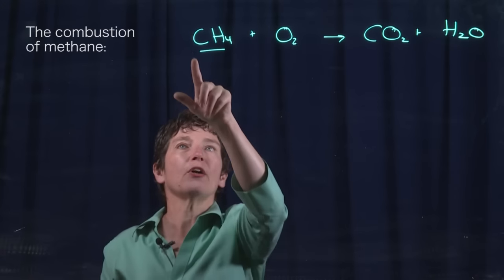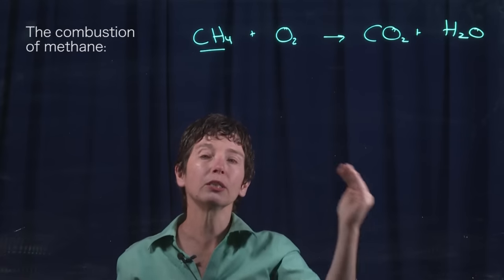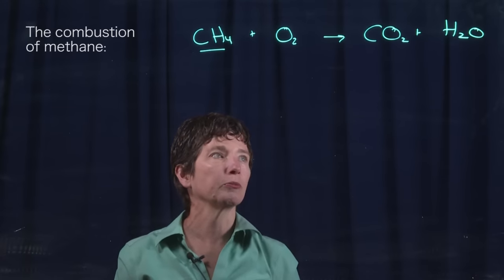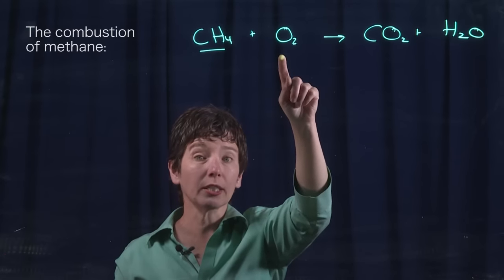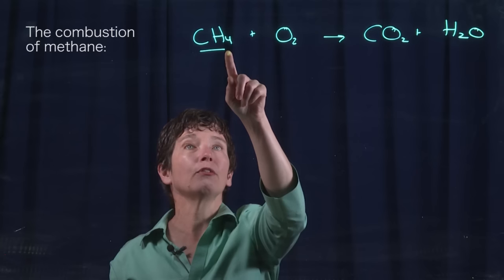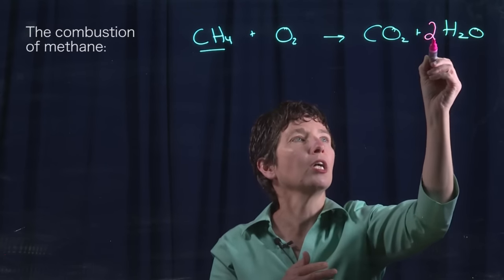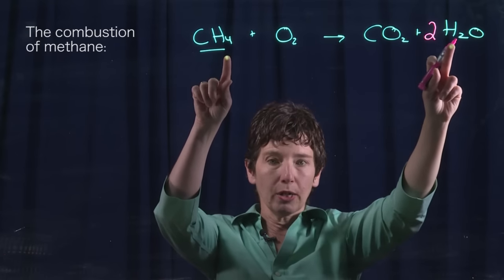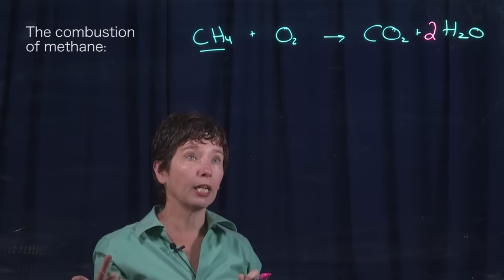So first I'm going to look at carbon, and I have one carbon here and one carbon here. So my equation is already balanced with respect to carbon. So for now, I'll leave those alone. It turns out that it's often easiest to balance oxygen last, so I'm going to leave that alone. I'm going to go next to hydrogens. I have 4 hydrogens here and only 2 hydrogens here. So if I put a coefficient of 2 in front of the waters, I have 4 hydrogens and 4 hydrogens. So at this point, I'm balanced with respect to carbons and hydrogens.